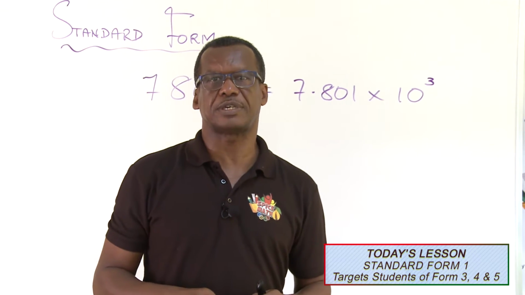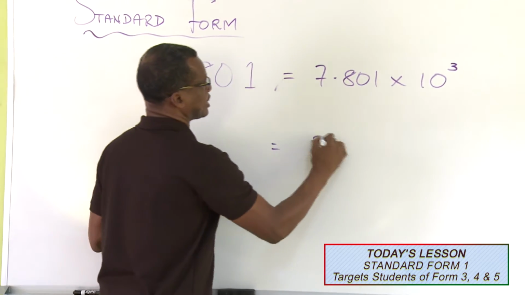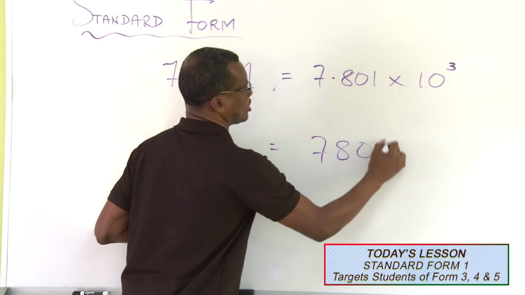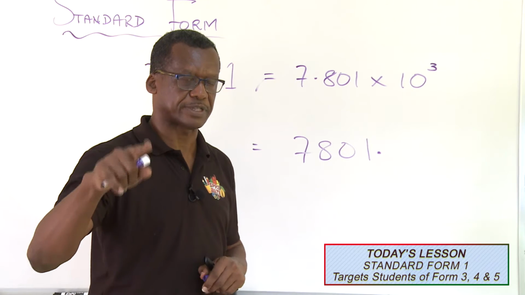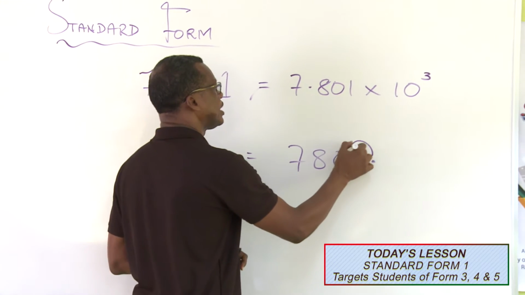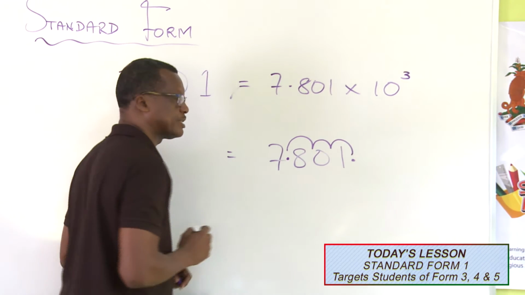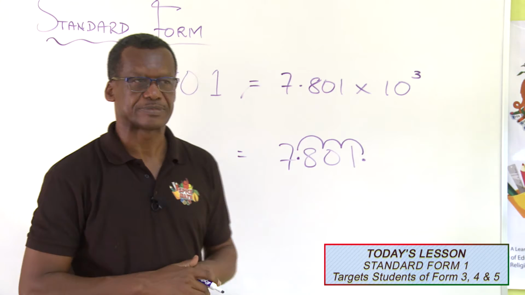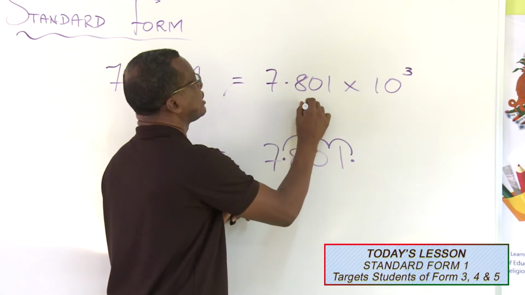Once again, we see the point being moved from its original position. That is, we had 7801. The point would have been located to the right after the last digit. And that point is moved back 1, 2, 3 places so that it falls between the 7 and the 8. And that happens to give us the first number in the result.